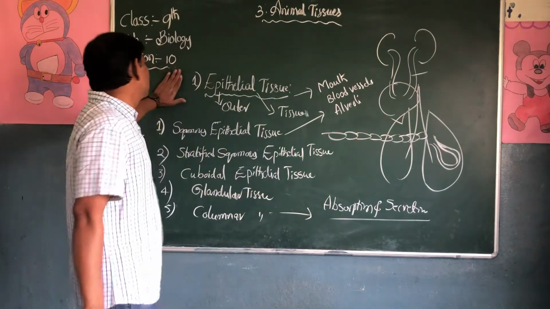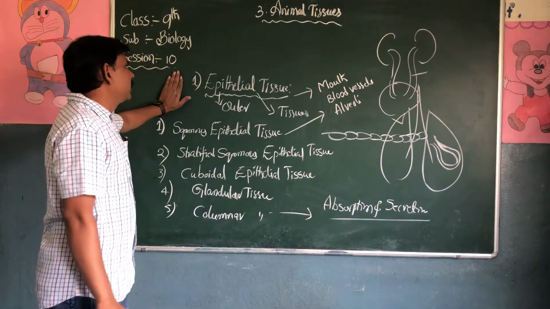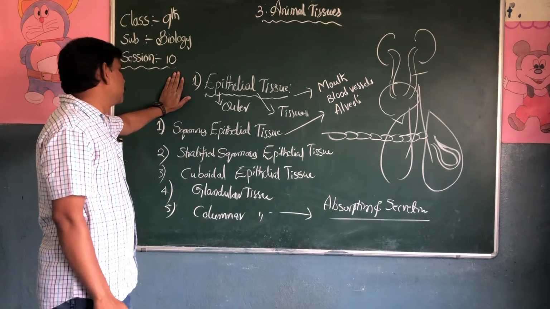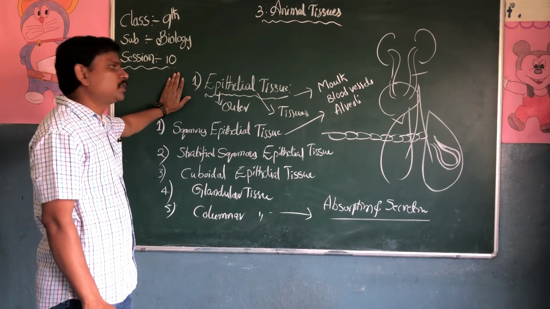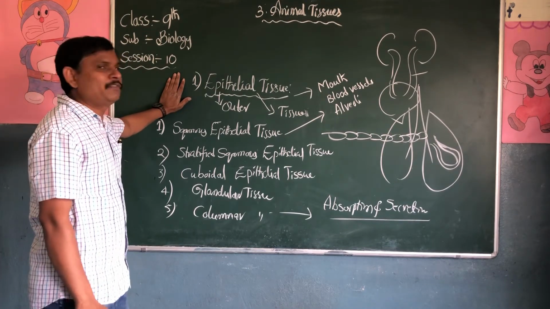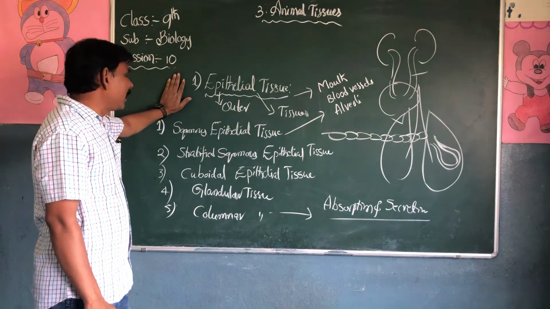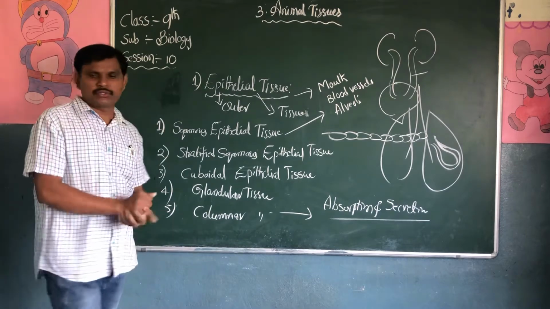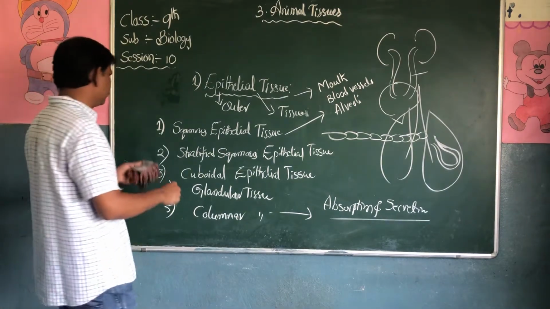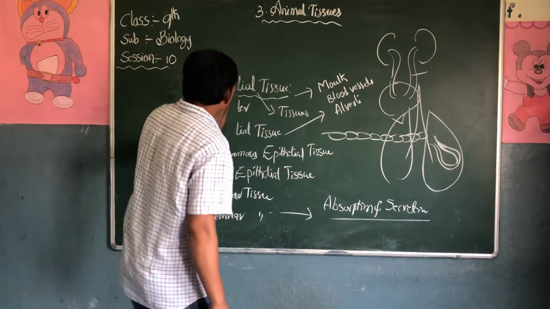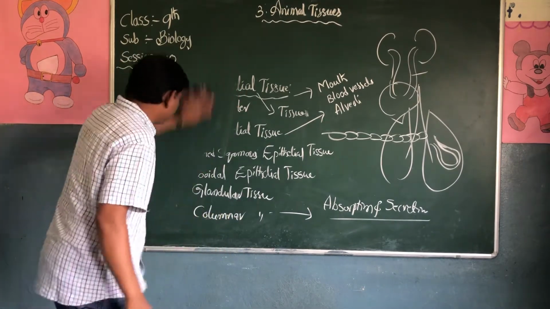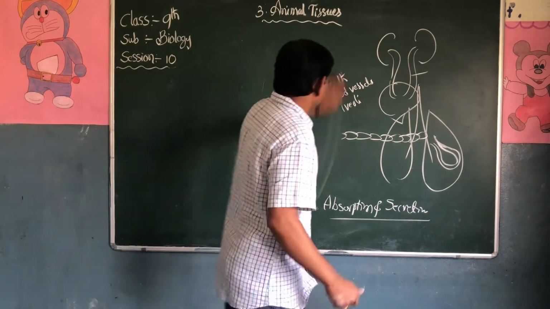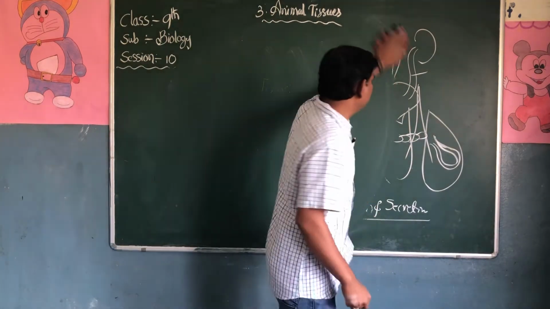So this is about different types of epithelial tissues. One is squamous epithelial tissue, stratified squamous epithelial tissue, cuboidal epithelial tissue, glandular epithelial tissue, columnar epithelial tissue. Next one is connective tissue.